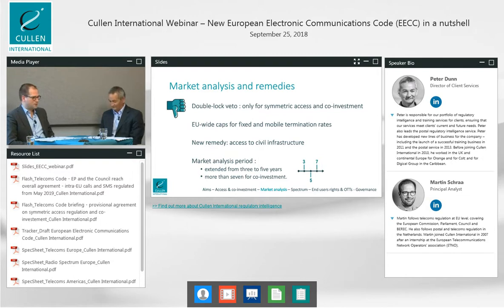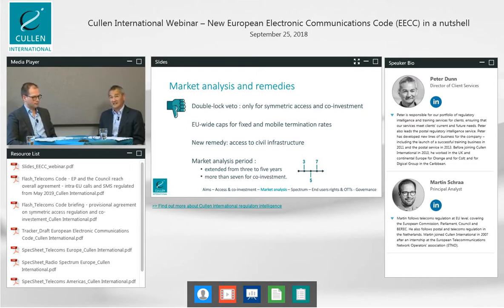So EU-level termination rates, that is quite something. How, when, what? I guess in a way, everyone's a bit relieved that we don't have to go through the endless termination rate debates, but you might still be unhappy about the results. The Commission has to adopt by the end of December 2020 a binding decision which will set maximum EU termination rates for fixed and for mobile voice. The decision will be reviewed every 5 years.